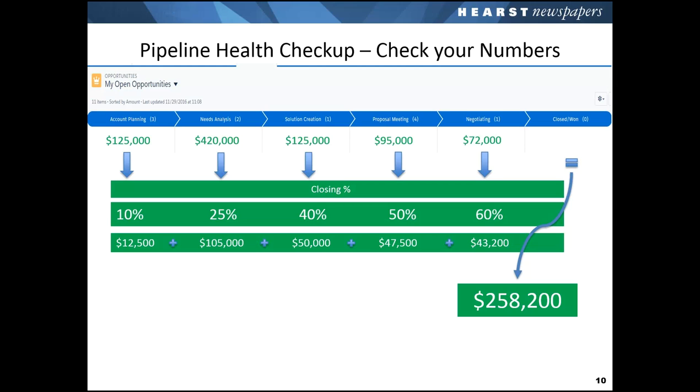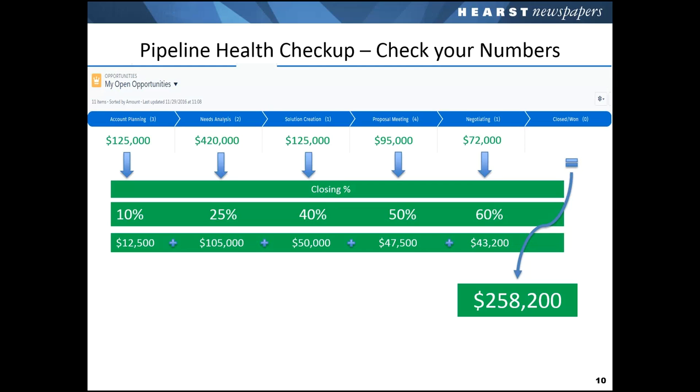So when we talk about doing a pipeline health checkup, what we're really looking at is how much you have in each stage of the pipeline. And if you just take the total dollar values, which with Salesforce, especially with the Kanban view, is very easy to get, all you have to do is look at the very top of your pipeline, and they automatically sum up for you. And just to run through those numbers as far as what the probabilities are.